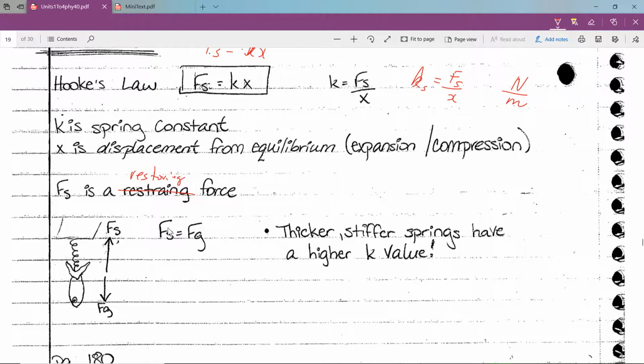So here we have an example of a fish from a hook. So the fish is dangling from the hook. This is like basically a vertical spring scale, isn't it? So there's a spring which is going to try to get the fish back up towards equilibrium. So when those balance, we say that the gravitational force is the same as the spring force, and we relate that to the weight of the fish. Thicker, stiffer springs will have a higher K value, so your garage door springs will have a much higher K value than a spring on a common ballpoint pen.